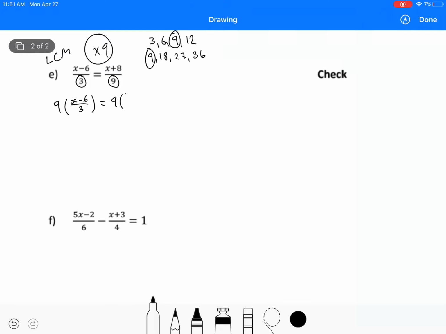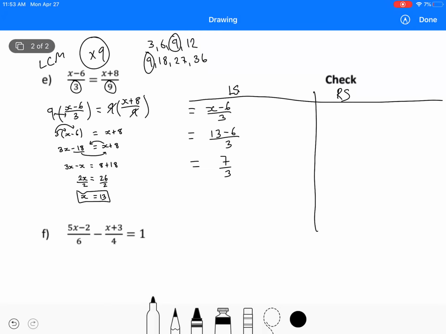Okay? Let's make sure that we're doing this right. Here's the left side. Here's the right side. So let's start with just the left side. The left side was equal to x minus 6 over 3. Now let's put our answer of 13 in and see what happens. We'll get 13 minus 6 over 3, which is equal to just 7 over 3. And that's as far as we can go.